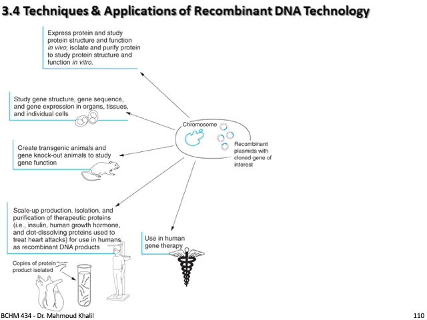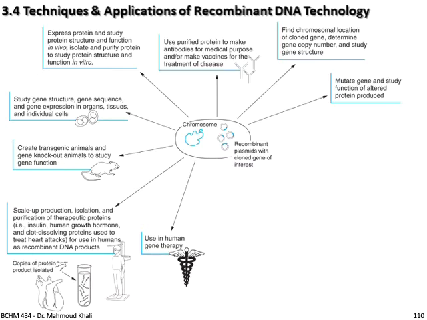Biotechnology can be used to create transgenic animals and gene knockout mice. As well, it can scale up production, isolation, and purification of therapeutic proteins and DNA products. It can also be used in human gene therapy. From the purified protein, we can make antibodies for medical purposes.